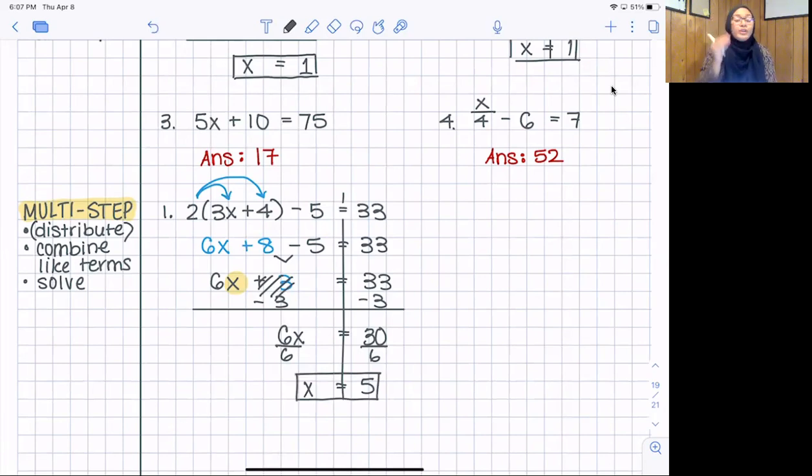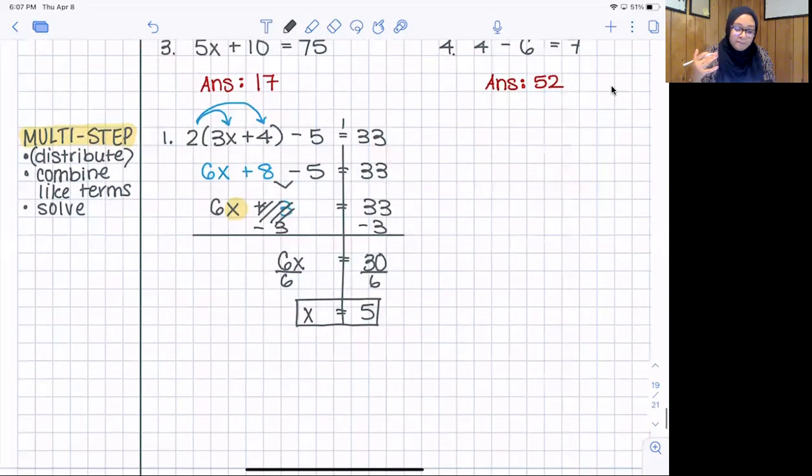So all you literally have to do is just follow the steps. Distribute if you need to, then combine like terms if you need to, and then solve. Sometimes you don't have to do them, right? Sometimes there's no parentheses for you to distribute, but just follow the steps that you see, okay?